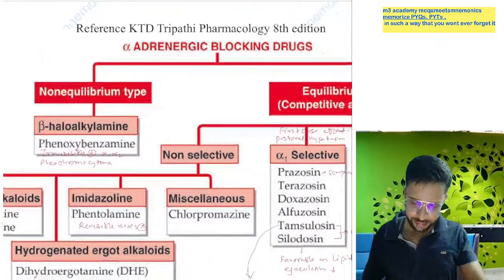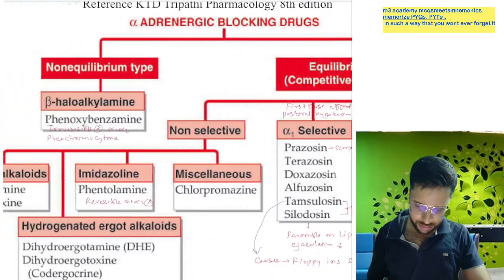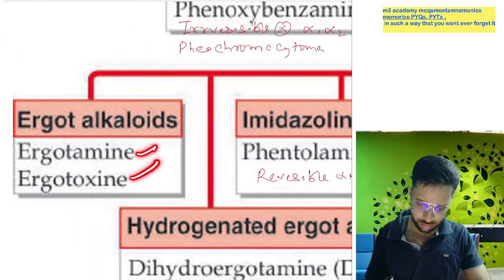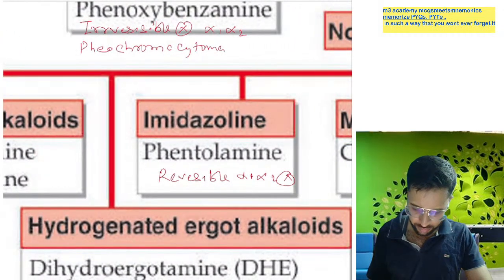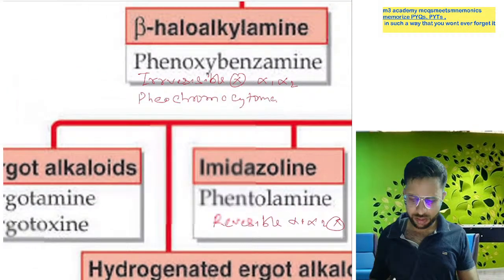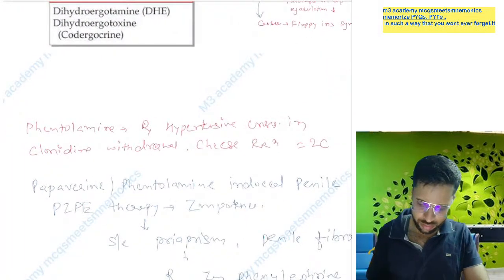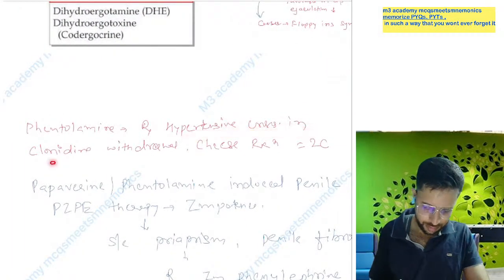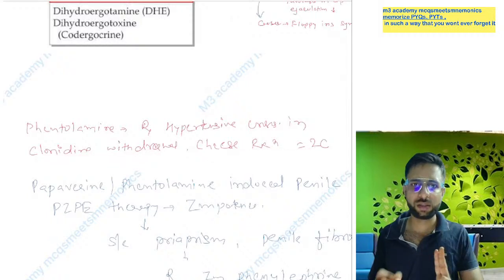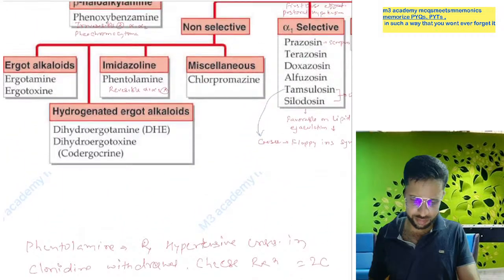Yes. Now, next is equilibrium type, means a competitive antagonist. Yes, non-selective is ergot alkaloids like ergotamine, ergotoxin, imidazoline like phentolamine. Phentolamine is also blocking alpha 1, alpha 2, but reversibly. So, what is the use of the phentolamine? Phentolamine is used in the hypertensive crisis in the clonidine withdrawal and the cheese reaction. So, you can remember 2C, clonidine withdrawal and cheese reaction. Yes, दोनों के hypertensive crisis के management में use किया जाता है.